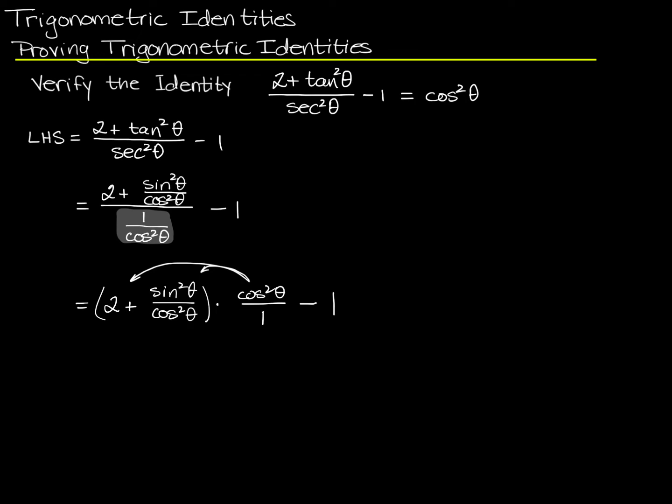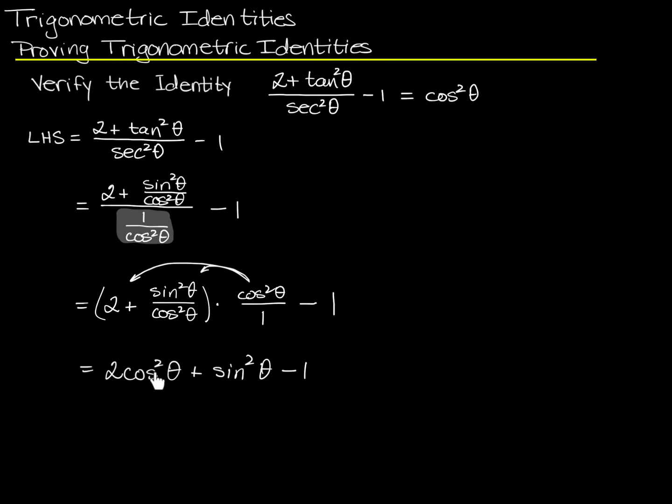All right, let's do our distribution. 2 times the cosine squared over 1 is just 2 times the cosine squared. And then I have sine squared over cosine squared times cosine squared. So the cosine squareds are going to cancel out, and I'm left then just with sine squared of theta. And then I have my minus 1.